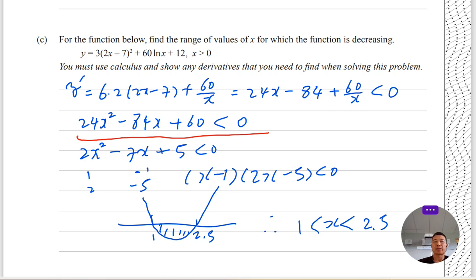So obviously I divide by 12 on both sides, right? And then I can factorize it. So it becomes x minus 1 times 2x minus 5 is negative. So I recommend that you draw this as a parabola, right? So the x-intercepts are 1 and 2.5. And because it's negative, the region we are talking about is below the x-axis. So to satisfy that condition, x must be in between 1 and 2.5 should be the answer.